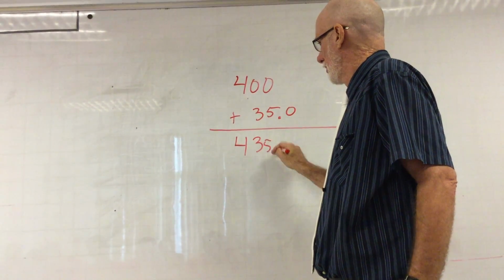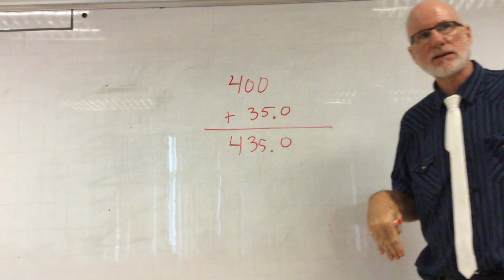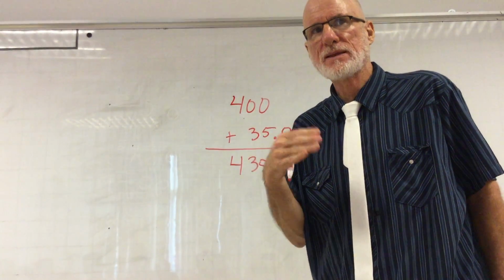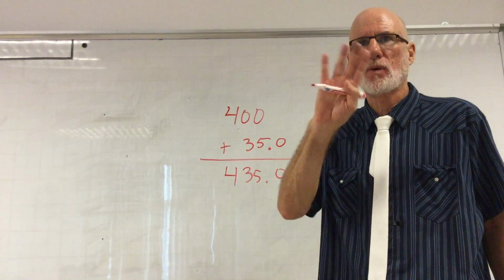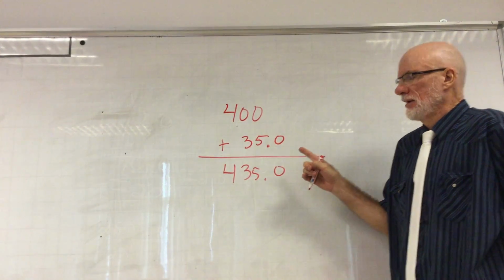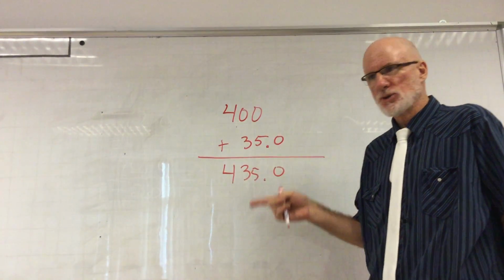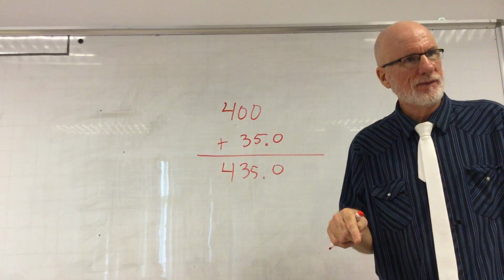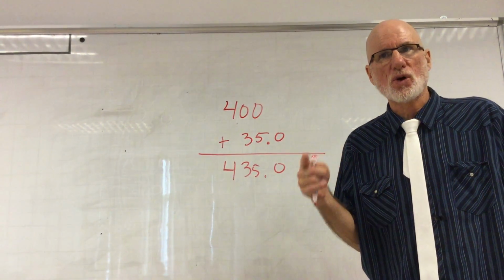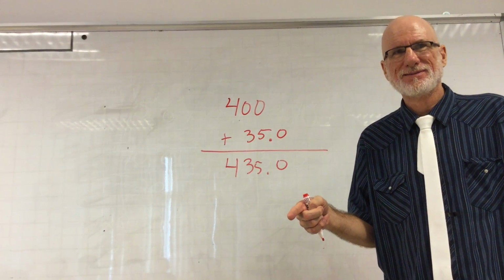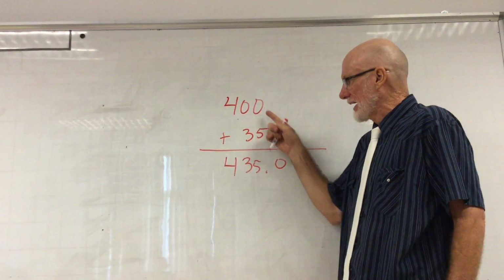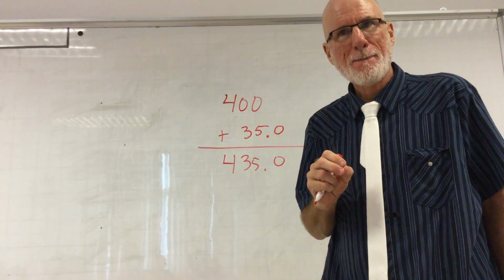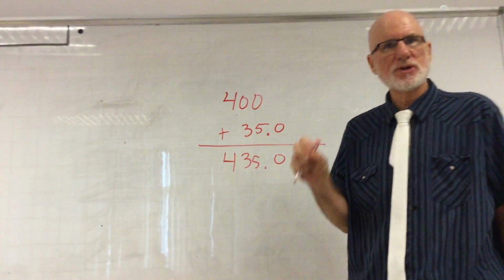440. Okay, now, correct it. Now listen to the rule. This is the rule. You ready? Write this down at home. When adding or subtracting, your answer must have the same precision as the measurement with the worst precision. When adding and subtracting, your answer must have the exact same precision as the measurement with the worst precision.